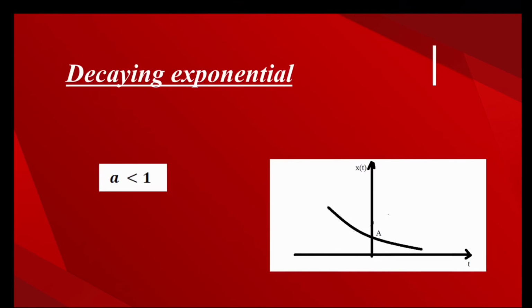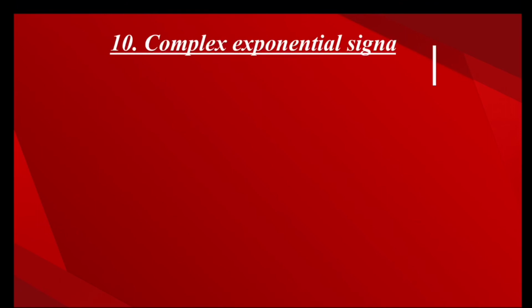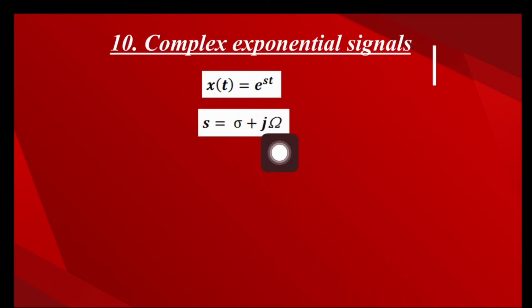Got it? Let us move ahead and see what is complex exponential signals. It is represented as x of t is equal to e raised to st, where s is a complex variable which is defined as sigma plus j omega. Sigma is the real part and omega is imaginary part. In fact, complex exponential signals are very important from analysis point of view, since if you are doing analysis using these signals, mathematical operations like differentiation and integration become simple multiplication and addition.